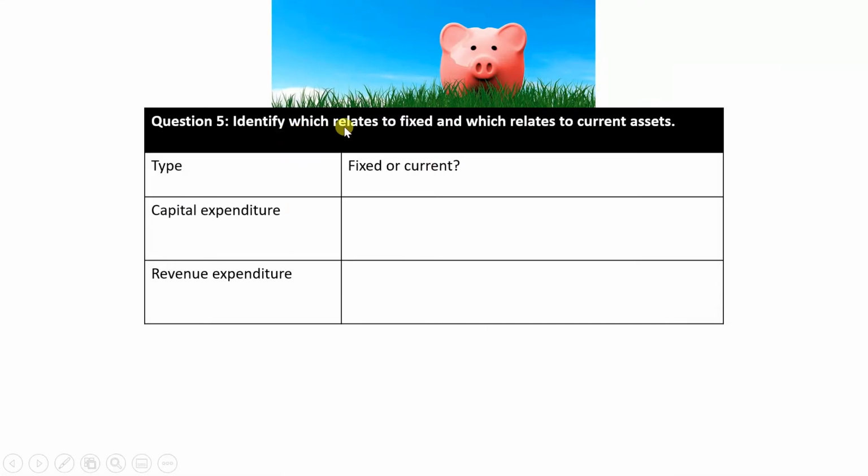Question 5. Identify which relates to fixed and which relates to current assets. Capital expenditure and revenue expenditure. Now this was looked at in terms of slide 5 when we covered the 2 types of expenditure, one of which was long term and can be seen in the statement of financial position, and the other covered the daily operations of the business. So you need to work out which is which, obviously.